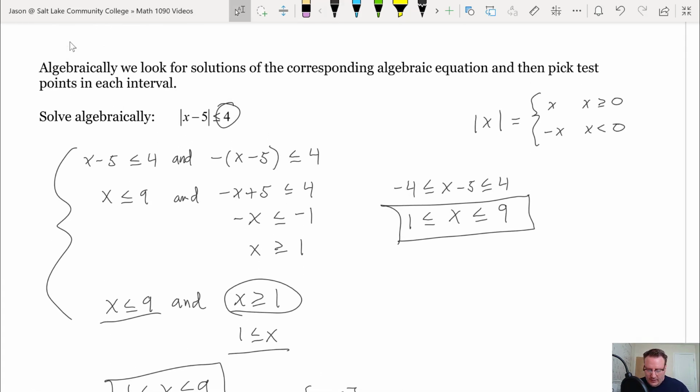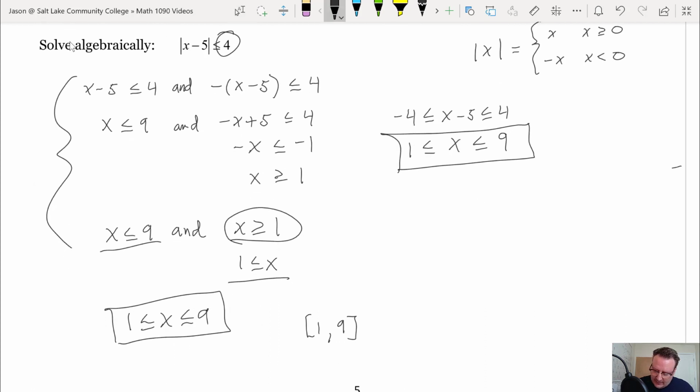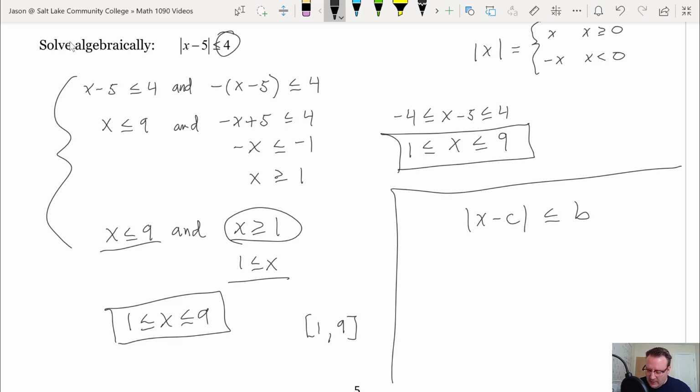So the point is this. If you have some kind of expression like the absolute value of x minus c is less than or equal to b, you can then just rewrite this as negative b is less than or equal to x minus c is less than or equal to b, and solve as we normally would algebraically. So there we go. That's how you solve absolute value inequalities. Now, how do you actually use this in real life?